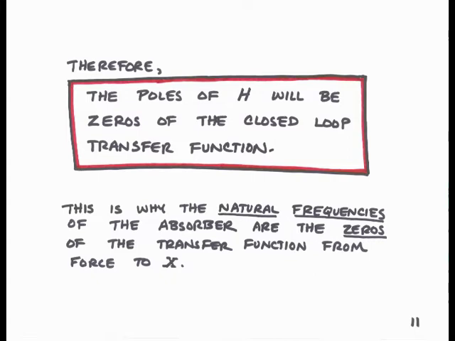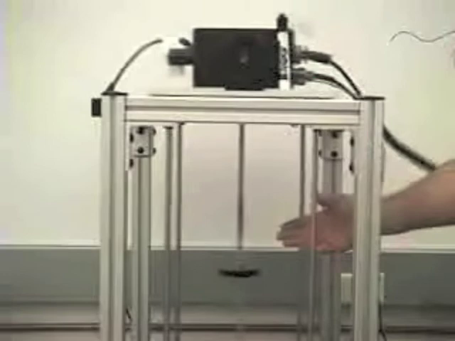If this is not clear to you, I'd like you to go back and restudy what we just covered. I want you to study how the block diagram that we saw arises from the equation of motion. And I want you to understand how the poles of the system in the feedback loop, what we refer to as H, how those become the zeros of the closed loop transfer function. Let's now take a look at a dynamic vibration absorber demonstration.